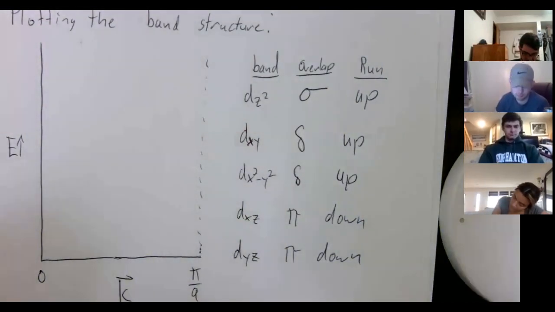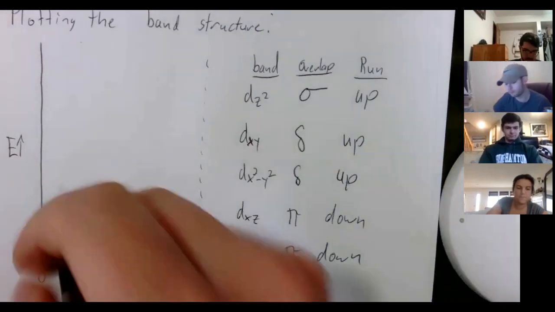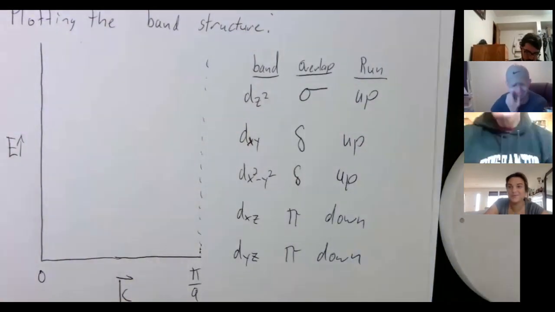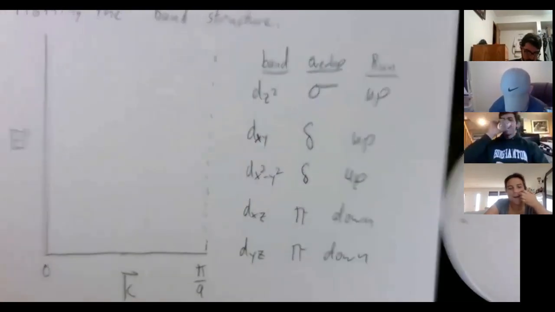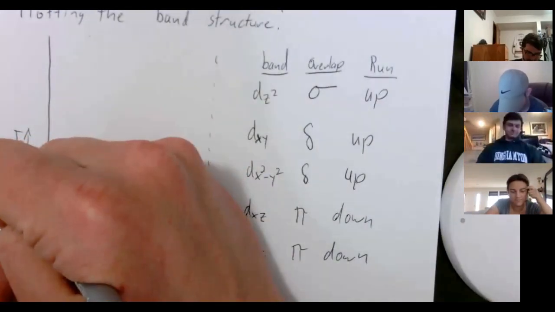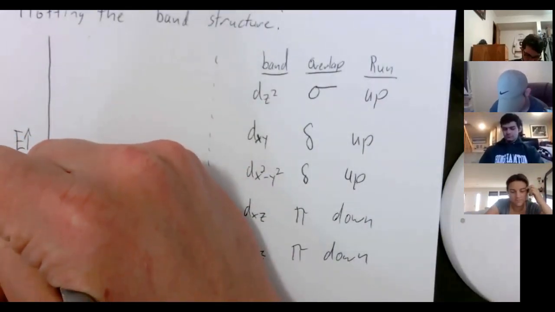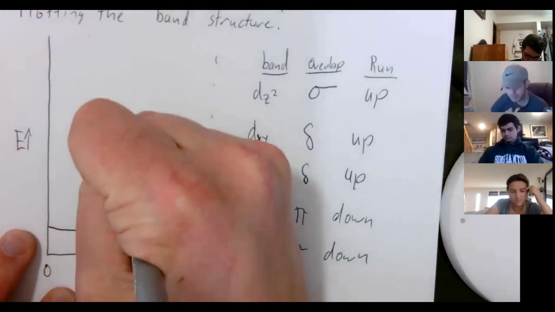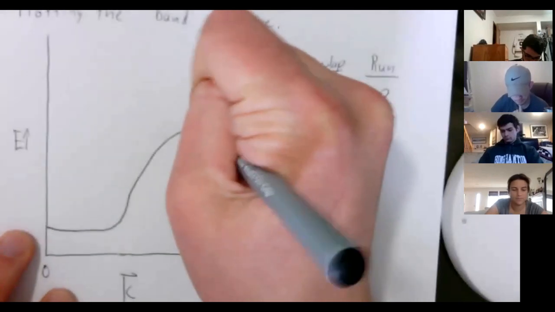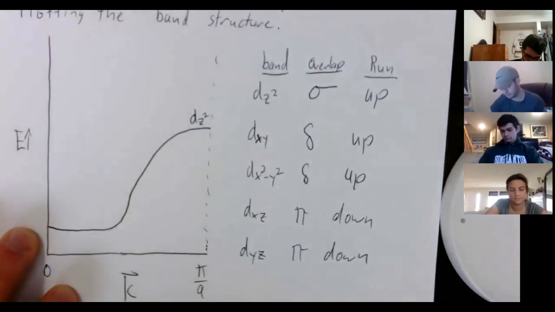dz. dxy. Oh, just kidding. No, dz squared will have the highest dispersion, right? That's what I said. Yep, you were right, Tara. Is that just due to its sigma overlap? Yes.